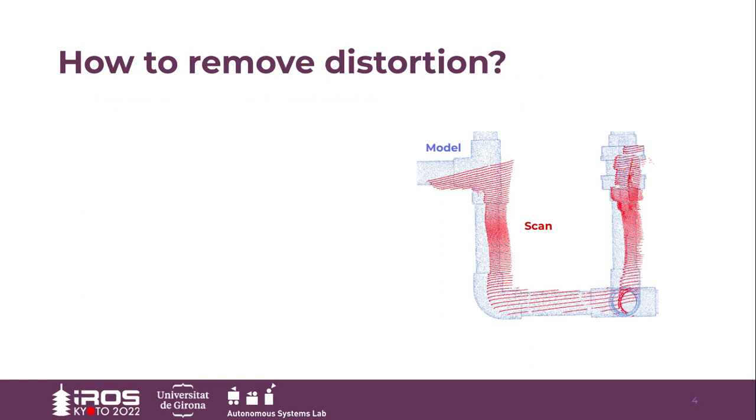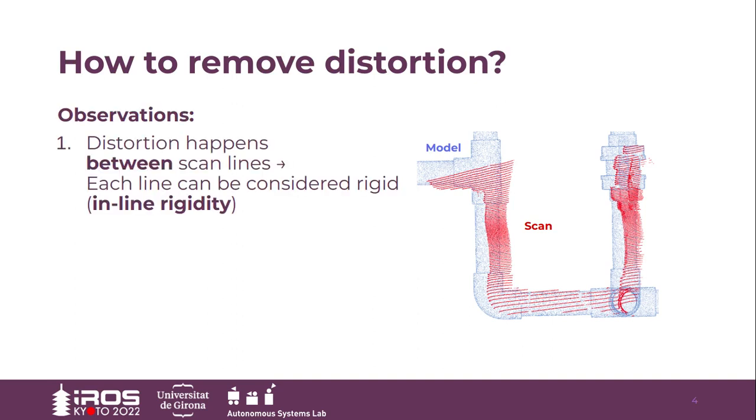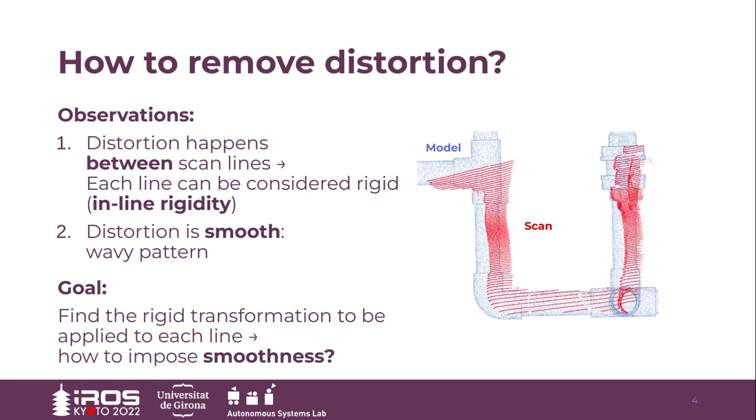With the objective of removing scan distortion, we can analyze its nature and find two main observations. First, distortion happens only between scan lines and not inside its line. Therefore, its line can be considered rigid. That's what we call inline rigidity. Second, we observe that distortion is smooth, since it creates smooth wavy patterns in the scan. This way, we can define our goal as finding the rigid transformation to be applied to each line in order to best fit the model. However, we still need to figure out how to impose smoothness in our solution so that the structural topology of the scan is maintained.